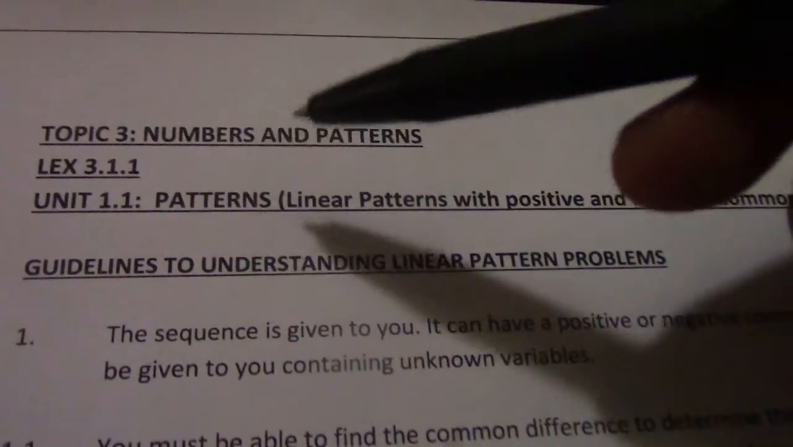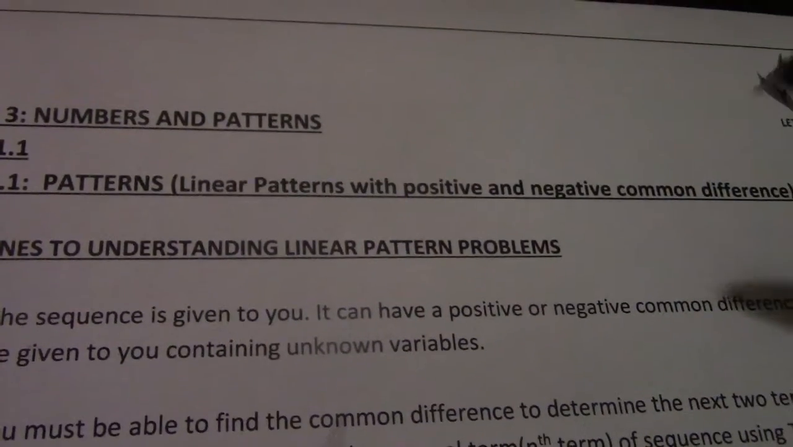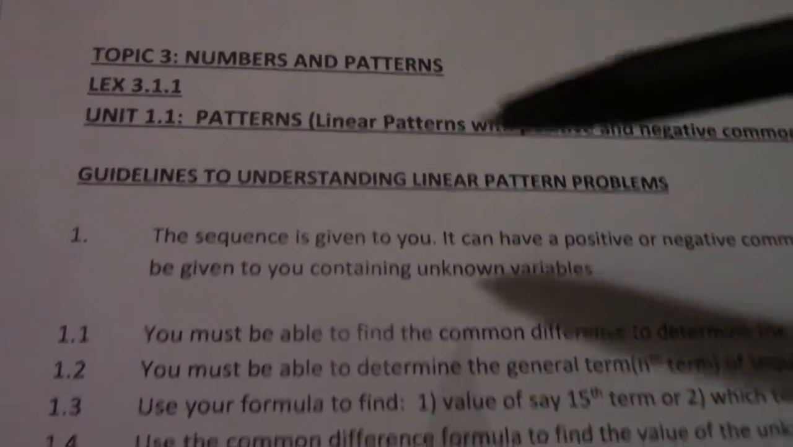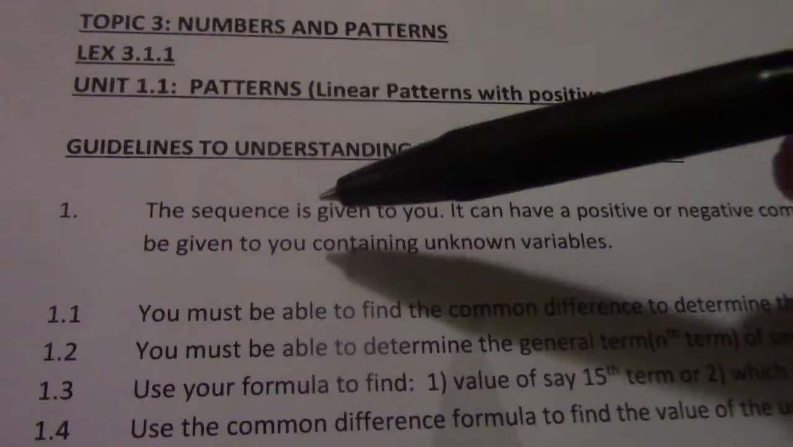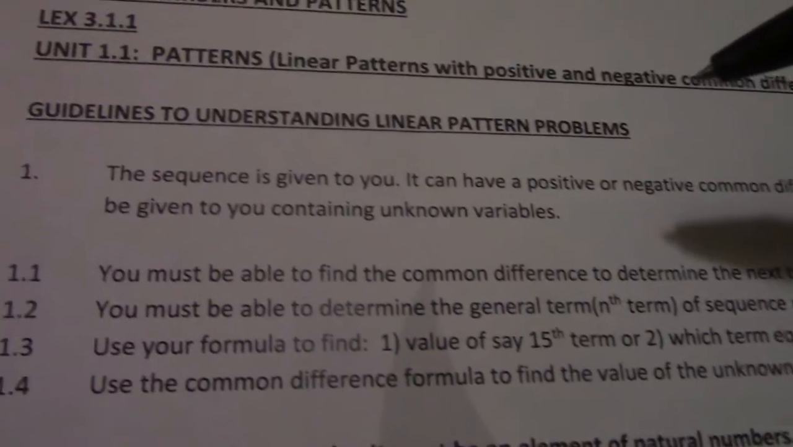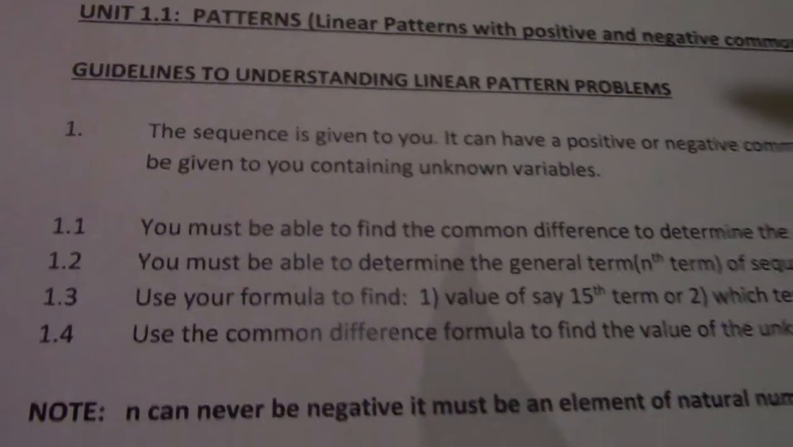In unit 1.1 we're looking at linear patterns, specifically now with positive and negative common difference. Just some guidelines to understanding linear patterns. We have a situation where the sequence is given to you. It can have a positive or negative common difference, or it can be given to you containing unknown variables, which you will do in the next lesson.